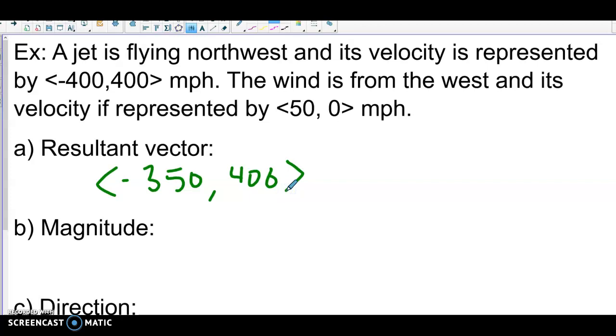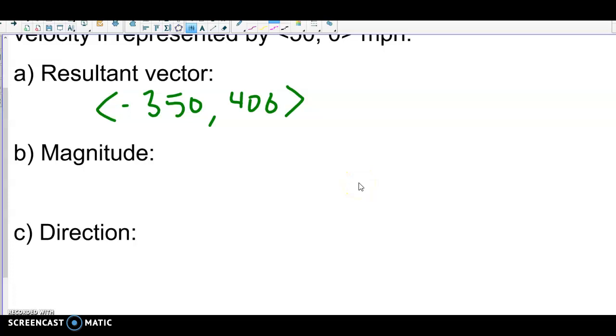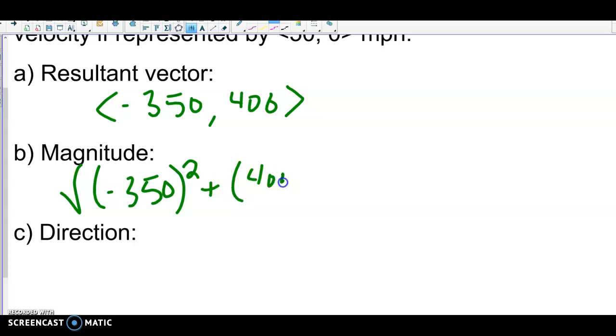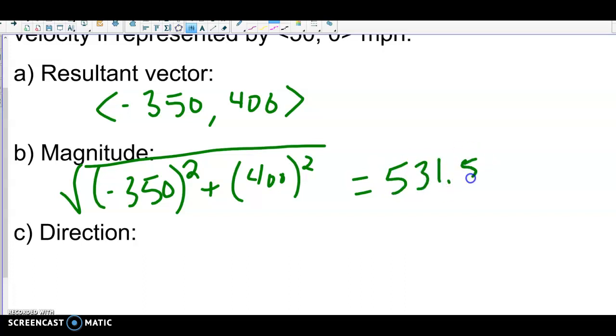Now we can find that magnitude and direction using that resultant vector and the formulas that were given to us. So the magnitude, remember, is the square root of x squared plus y squared. So we go ahead and calculate that, and we would get 531.507 miles per hour.